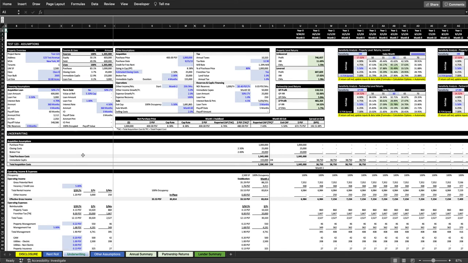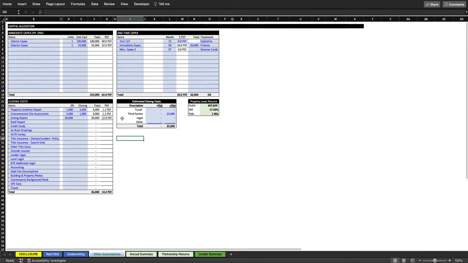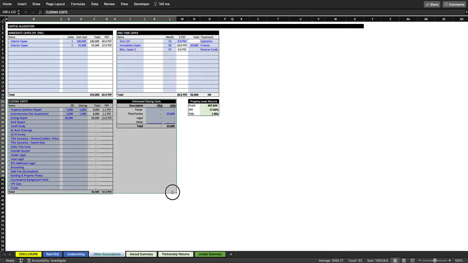So after this tab, we have a tab of other assumptions. This is general other capital expenditures, so other costs associated with acquiring the asset. So these are the capital expenditures for year one. And then these are just general capital expenditures that are required throughout the life of the asset. And then underneath here, you have closing costs. You can choose whether you're using estimated closing costs or if you have a detailed list of your closing costs.